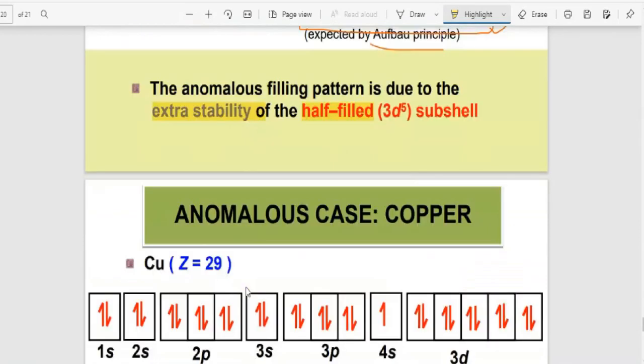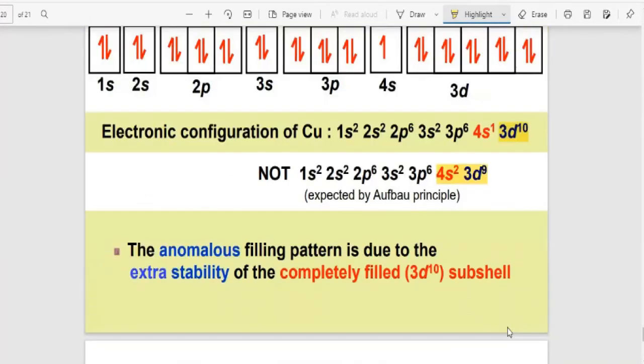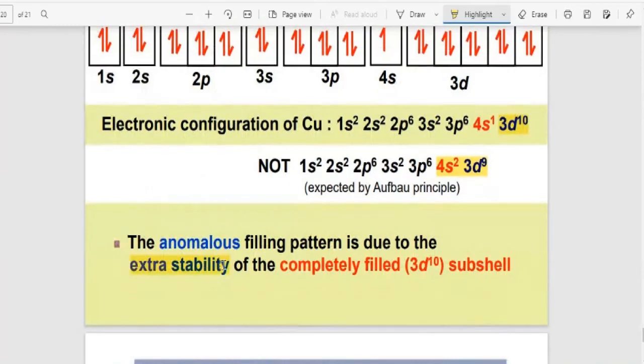So the same thing happens for copper. When you fill in, it is supposed to be 4s2 3d9, but one of the electrons from the 4s subshell, okay, transfers to 3d, so that it becomes 3d10. Extra stability for the completely filled or fully filled 3d subshell.